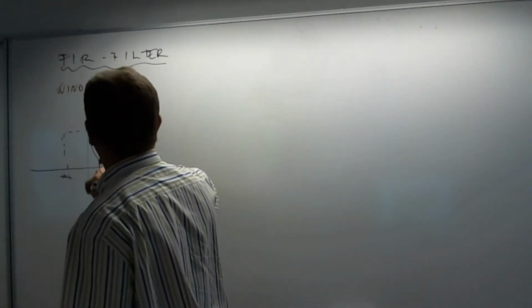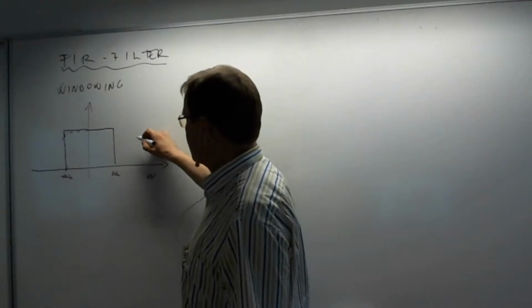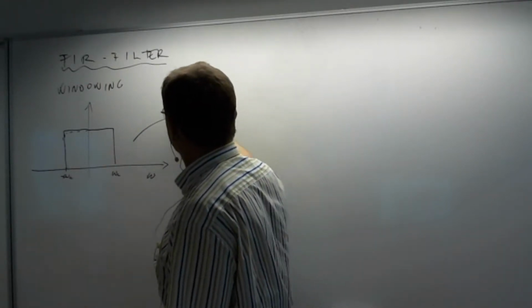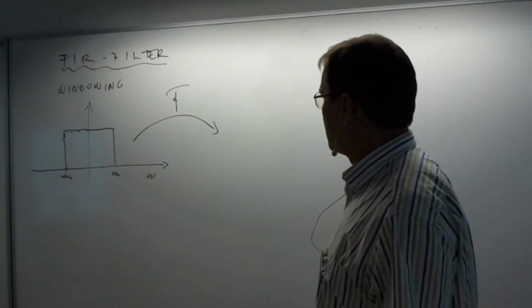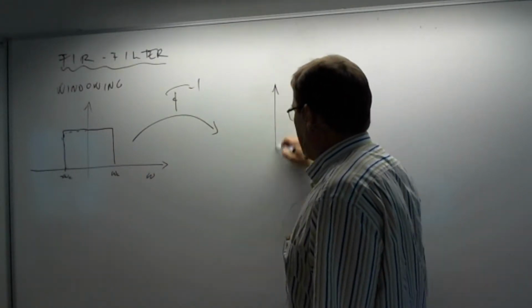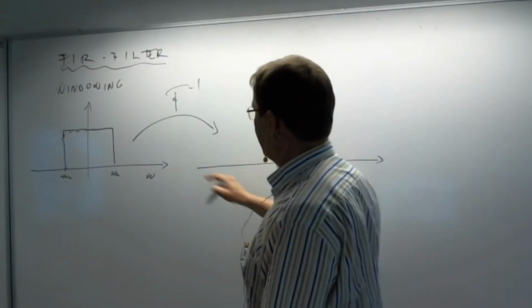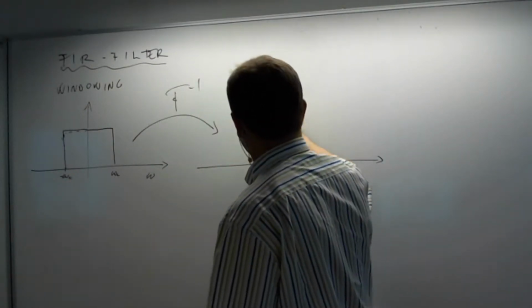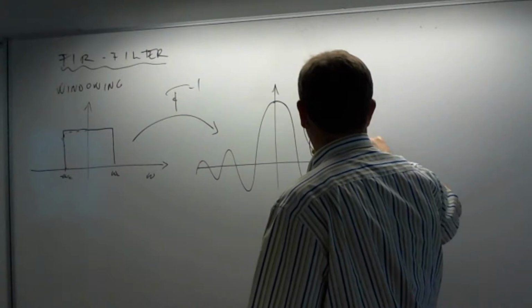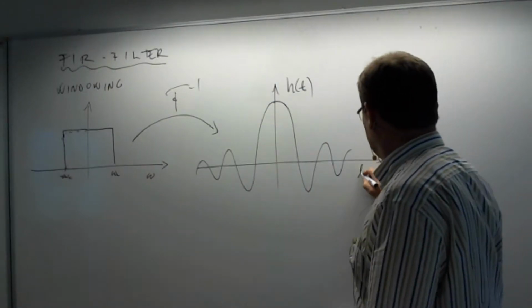Anyhow, so we start from this kind of window in continuous frequency space, and then we know if we do an inverse Fourier transform of that one, we get the system impulse response, and for that sort of thing we will get a sinc form impulse response, and this is now a continuous time impulse response.